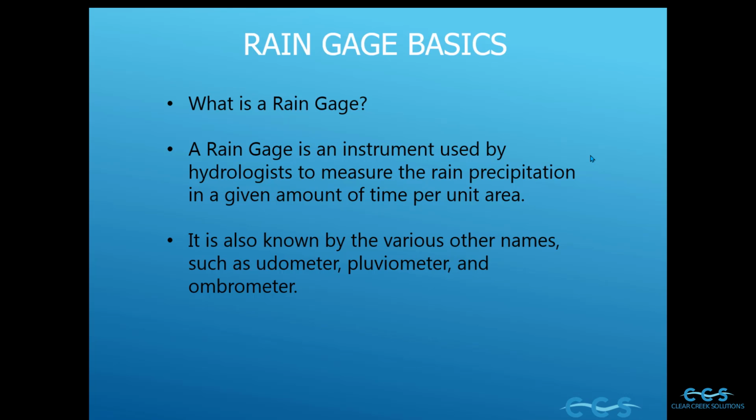We're talking about rain gauges here. So what is a rain gauge? A rain gauge is an instrument used by hydrologists to measure the rain precipitation in a given amount of time per unit area. It is also known by various other names such as odometer, pluviometer, and barometer. So basically the rain gauge is just an instrument or tool to measure rainfall.